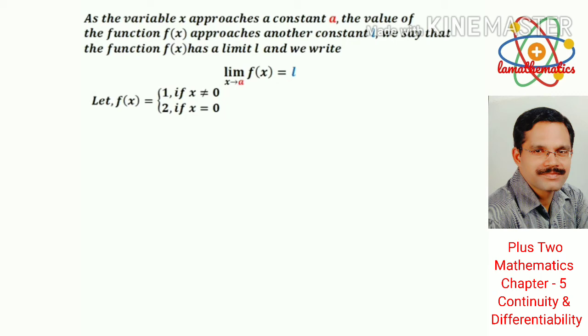Hence, it is clear that limit x tends to 0, f of x equal to 1. The value of f of x at x equal to 0, that is, f of 0 equal to 2. That is, limit value is 1, function value is 2.